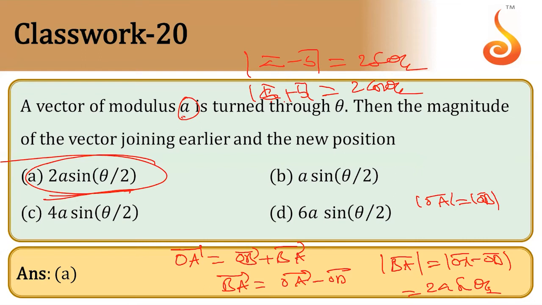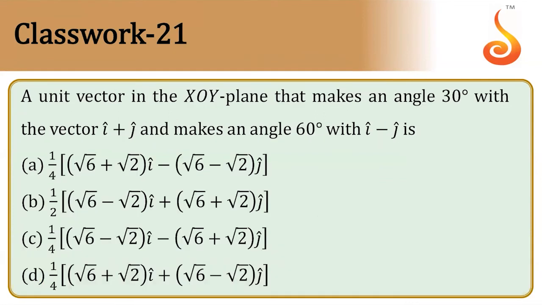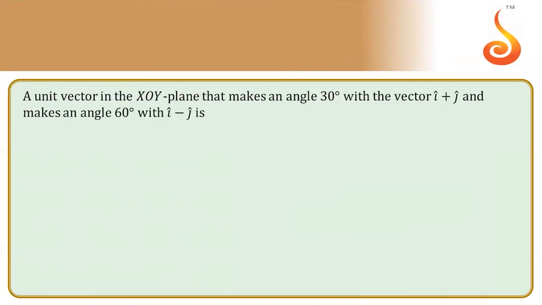Next question. Yes, this question is a little logical. A vector in the XY plane makes an angle of 30 degrees with i plus j and 60 degrees with i minus j. For this we have to use the angle between two vectors, because the required vector is a unit vector. So assume this is A bar, and this you can take as B bar. Now C bar is the required vector in the two-dimensional plane.